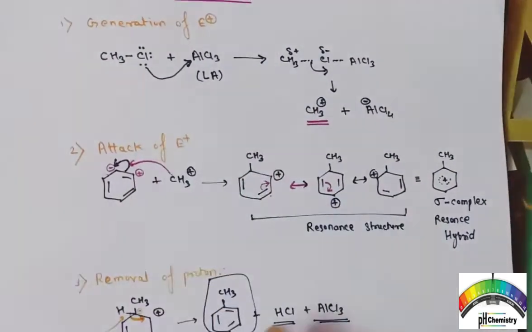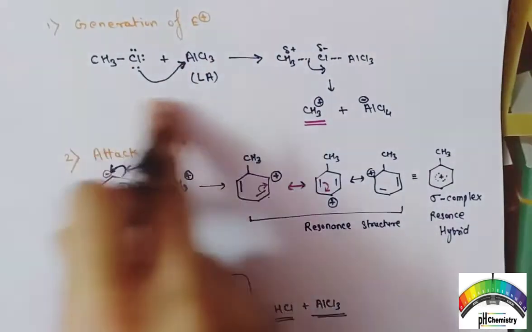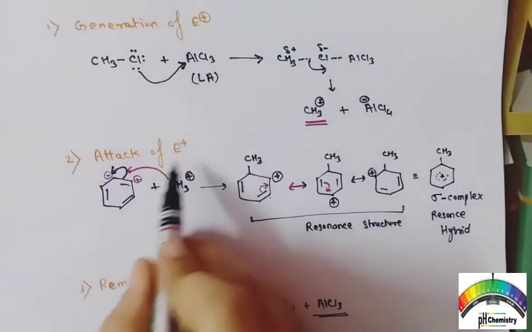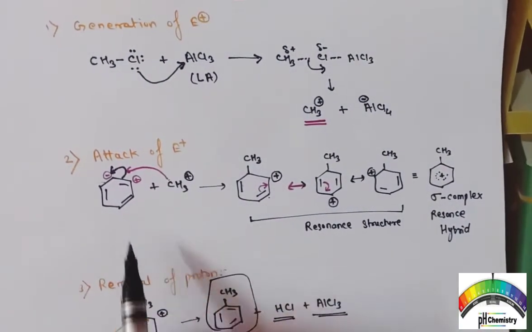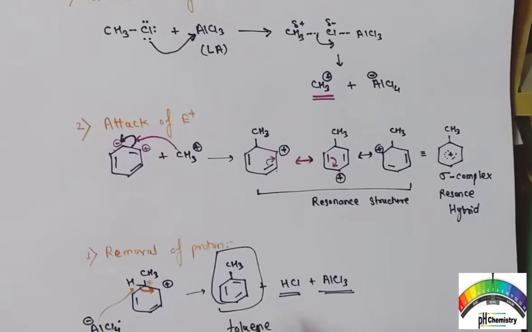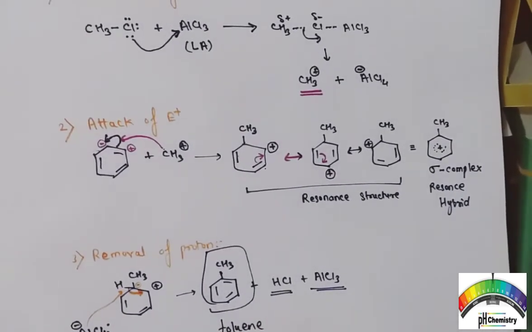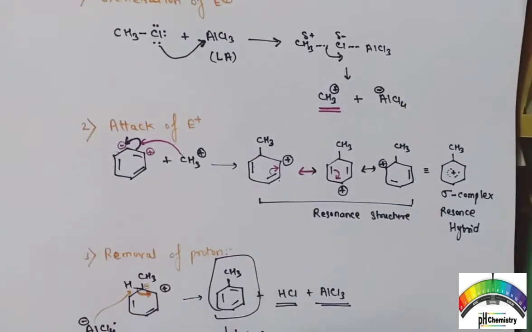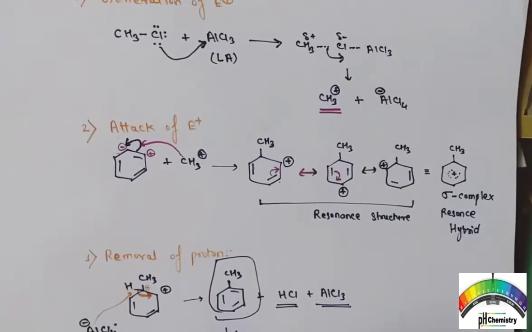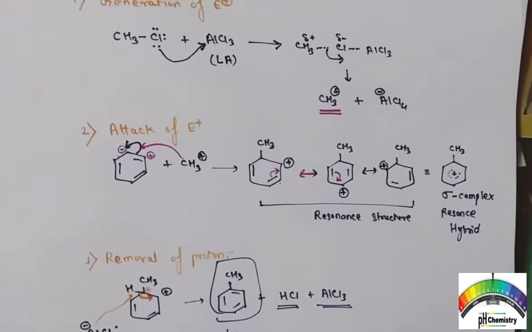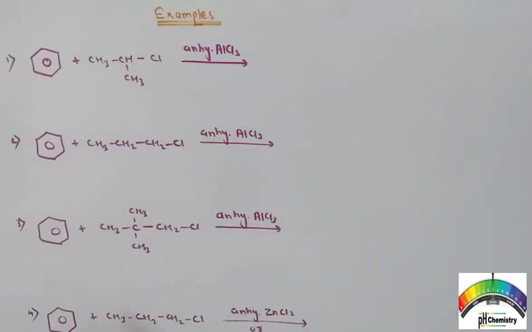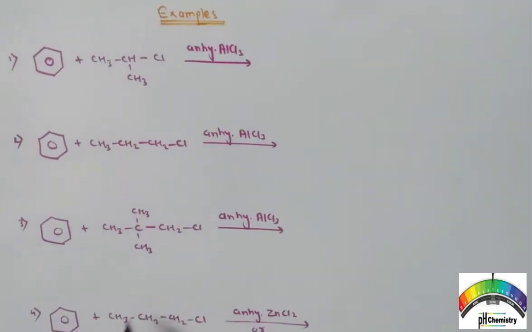So in this way the mechanism goes. First the generation of electrophile, second is the attack of electrophile on the benzene ring, and third is the removal of proton to get the final product. Now you will get it more clear with the examples. So let's see some examples.